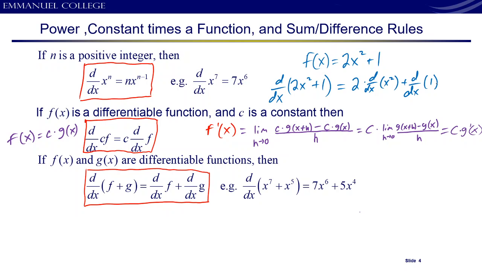Now the problem is you can't move the 1 out front because it's the only thing there. So then 2 gets left alone because it's a constant. Derivative of x squared, you bring down the 2 and subtract 1. And then 1 is a constant, so it dies and goes to 0. So this is equal to 4x.